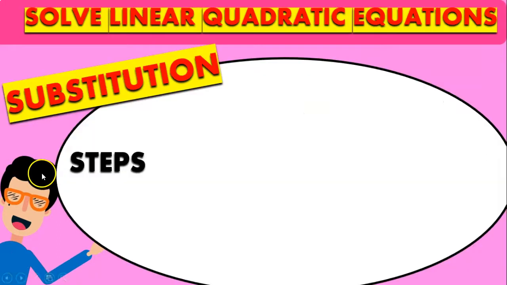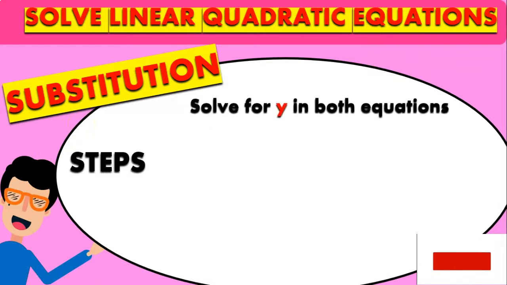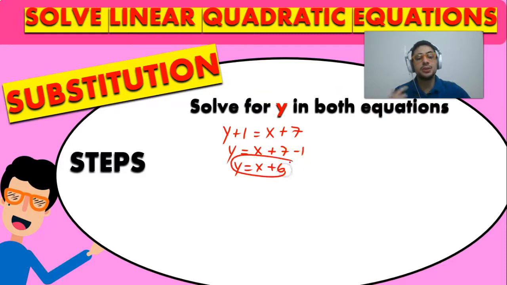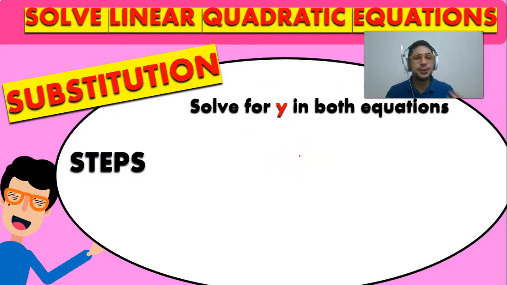So let's begin. The first thing we're going to be learning is how to solve a linear quadratic system of equations by following three basic steps. The first step is that you're going to solve for y in both equations. You're not always going to be given the value of y isolated. So if y plus 1 is equal to x plus 7, in order to isolate or solve for y, you're going to move everything that is not y to the other side, and now you're going to have your equation solved for y. You're going to do this in both equations, the linear equation and the quadratic one.